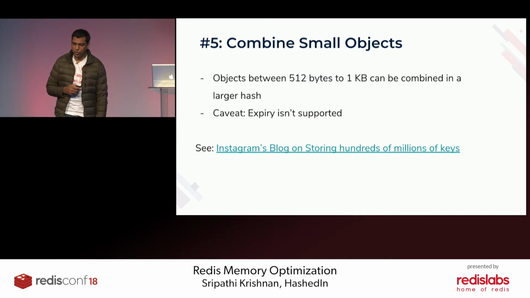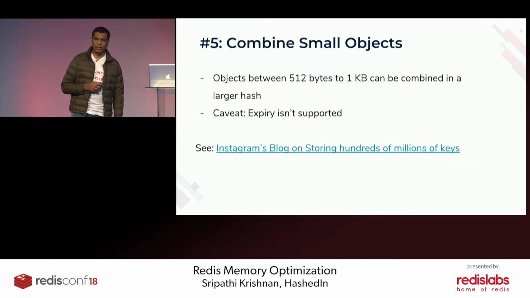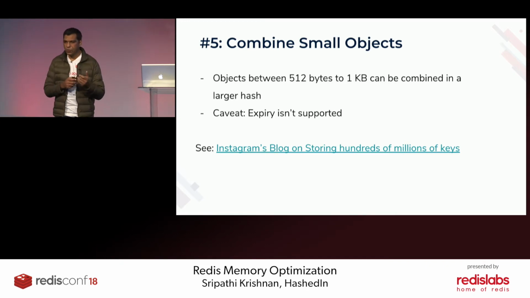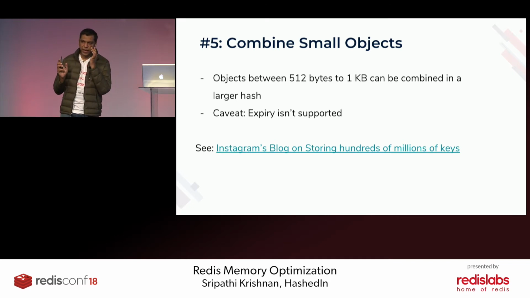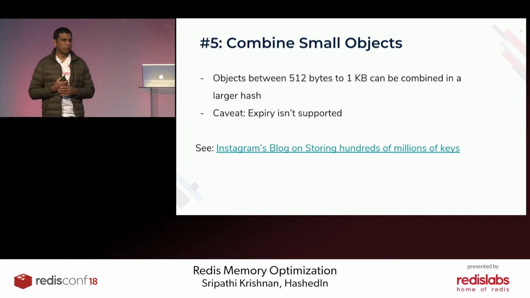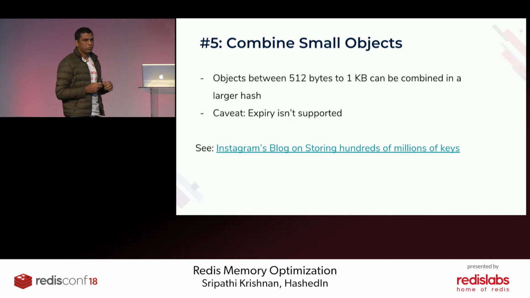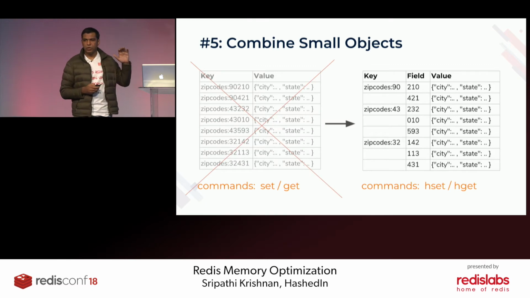There's a great blog post by Instagram. It is a little dated, but the principle and the premise on how this optimization works is very well written by the Instagram engineers. They stored hundreds of millions of keys in Redis using this technique, and it's a great strategy, right?